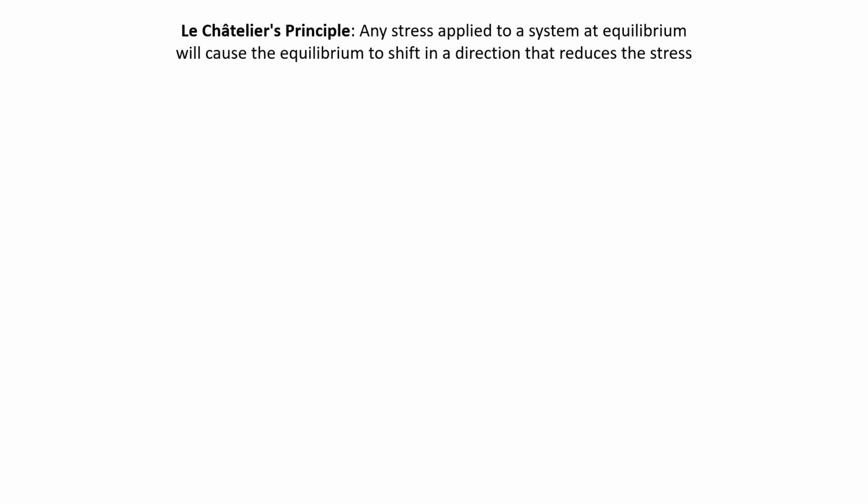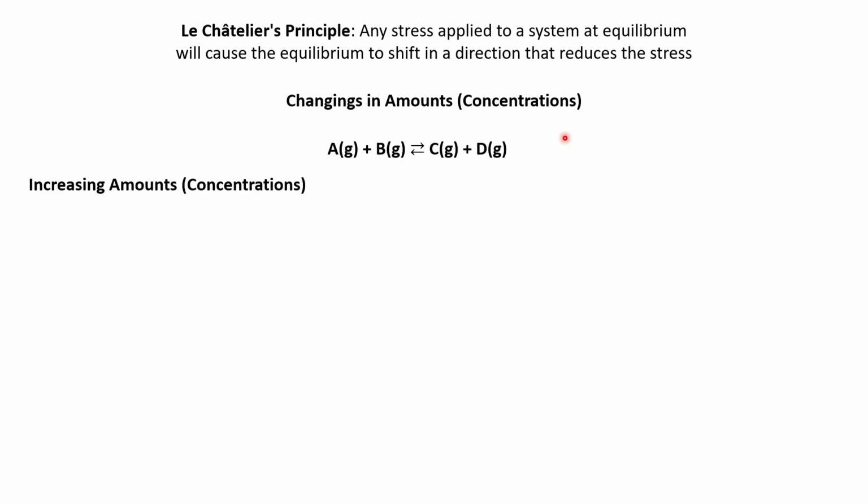So first, let's talk about when we change the amount or we change concentrations. I'm going to start with just a very generic equilibrium equation right here: A plus B going to C plus D. One way we can change the amount is we can increase the amount or increase the concentration. So if we're going to increase amounts, what happens to equilibrium? Well, our general rule is that increasing the concentration will shift the equilibrium away from the increase.